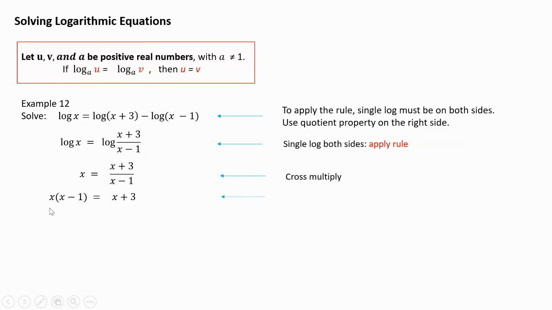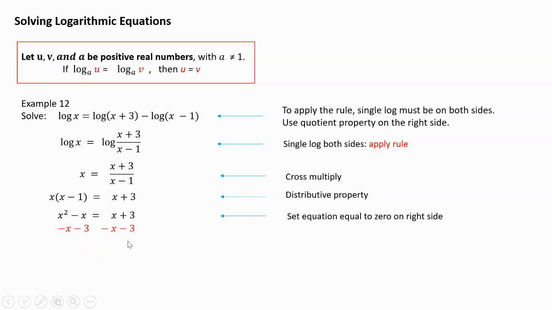Now here, I'm going to distribute the x. So it'll be x squared minus x equals x plus 3. Now, since we have a square, a quadratic, we're going to let it equal 0 by sending the x and the 3 to the left side. So we have x squared, negative x minus x gives us negative 2x, minus 3. Now we have to factor, okay? And to factor, it's going to be x minus 3 and x plus 1.